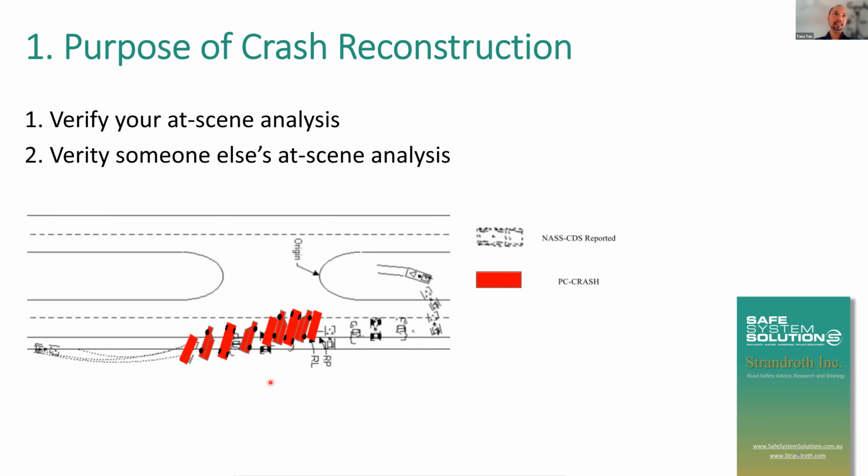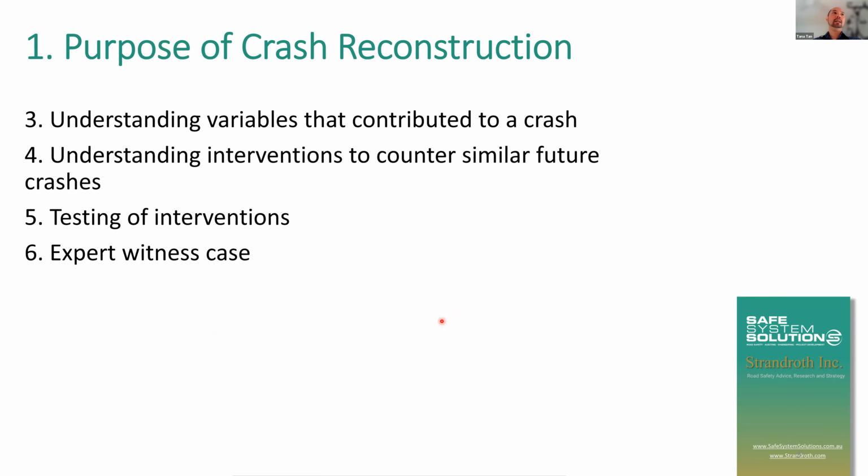So I had done this several dozen times and could not get the vehicle to roll that far, which doesn't actually mean that NatCDS is wrong. It just means that there's something not quite right in either the evidence gathering or their interpretation of the scene. So this is where you may want to use PC Crash and validate either your own assumptions or someone else's assumption from the crash scene. I've grouped numbers 3, 4, 5, 6 in one, because this is really understanding interventions and variables that can contribute to a crash. They are somewhat similar.